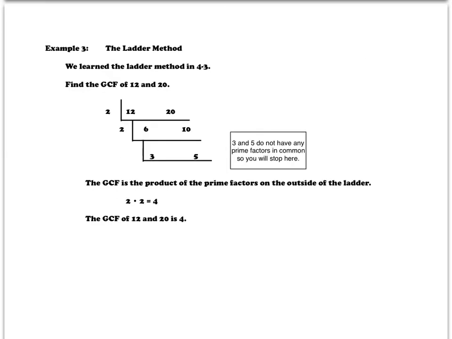In example 3, we will use the ladder method to find the GCF. We learned the ladder method in section 4.3. To find the GCF of 12 and 20 using the ladder method, we'll write 12 and 20 on the first rung of our ladder, and recall that we look at our prime factors, such as 2, 3, 5, 7, and 11, and we try to decide, is 12 divisible by 2? Yes. But this time we also need to look at 20. Is 20 divisible by 2? Yes. So we can divide both of these numbers by 2.